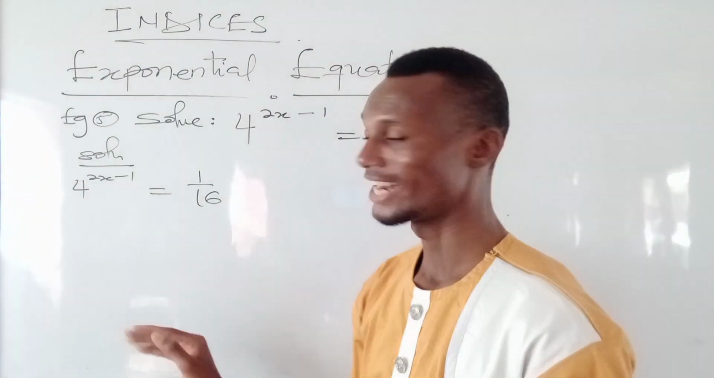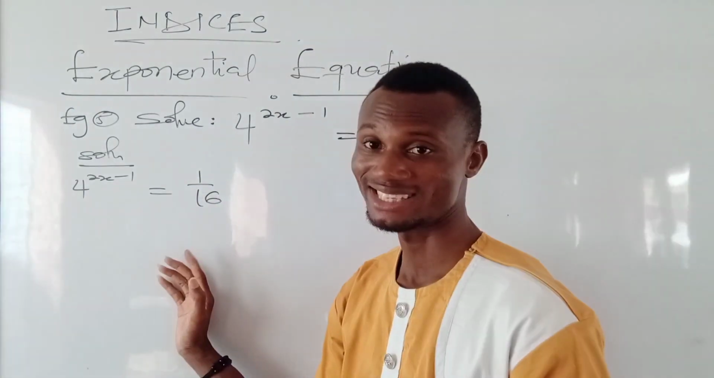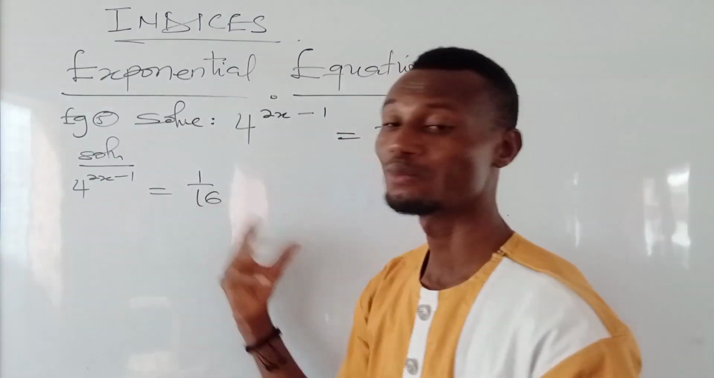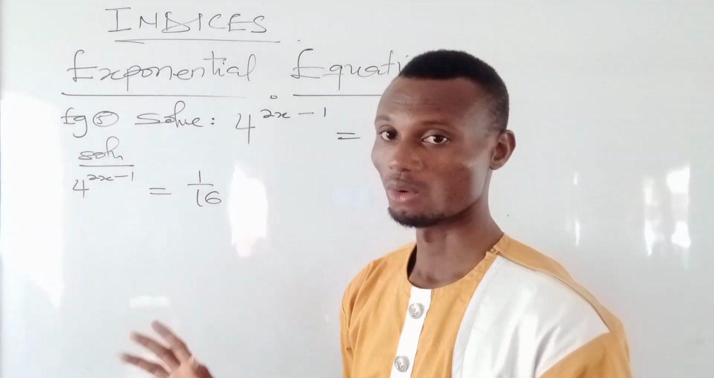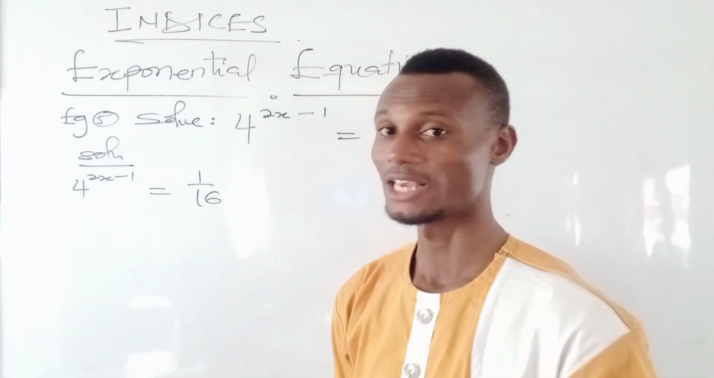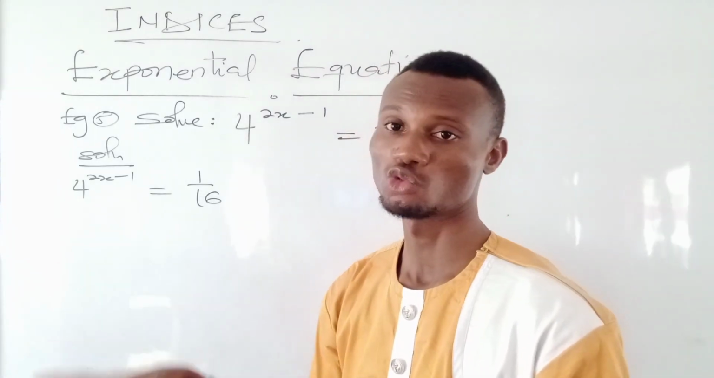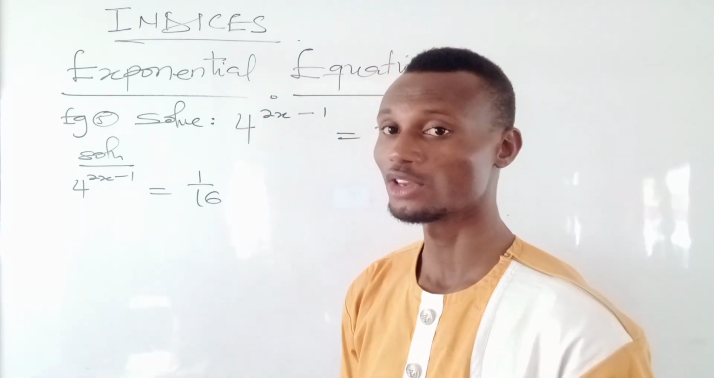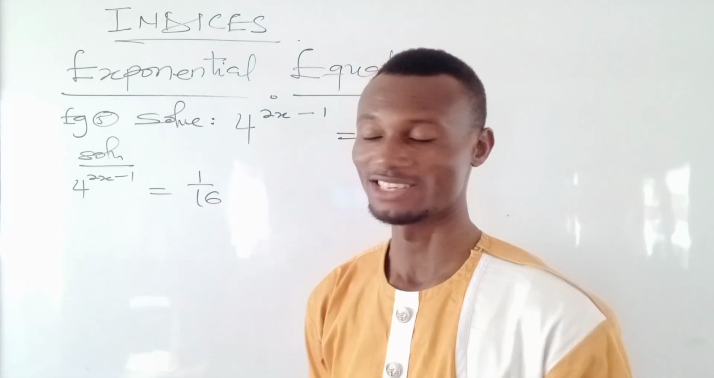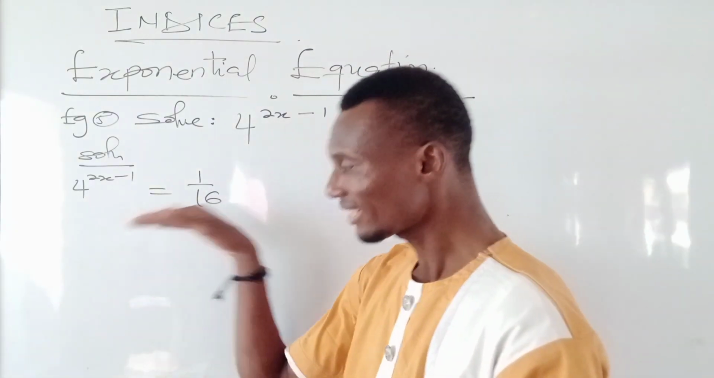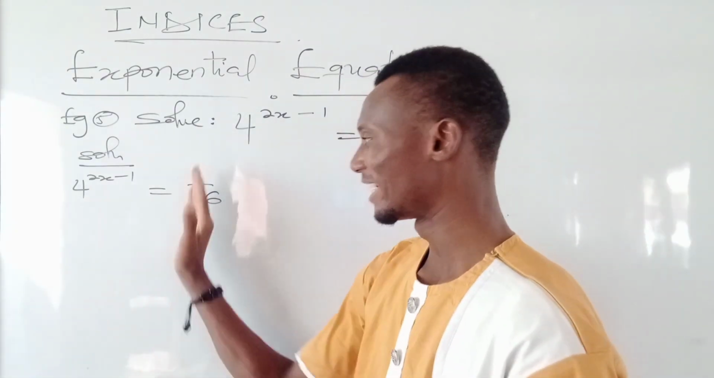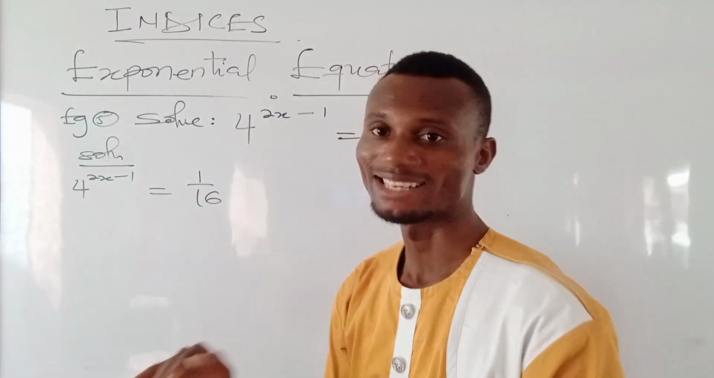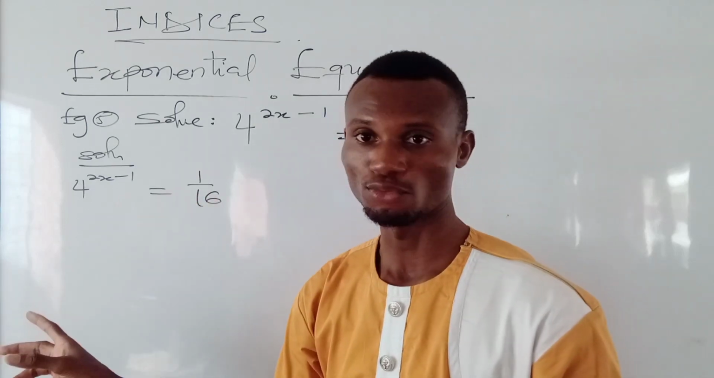But before we go ahead and do that, you can see that this is 1 over 16. It contains a fraction. Now does it mean we should multiply through by the LCM? No. Multiplying through by the LCM is not wrong, but doing that will make the work much more difficult and complicated. If you are not well grounded in mathematics, you get confused. So the best thing to do is that the 1 over 16, you are going to write it as 16 to the power negative 1.